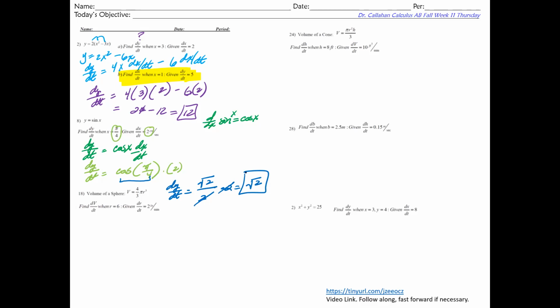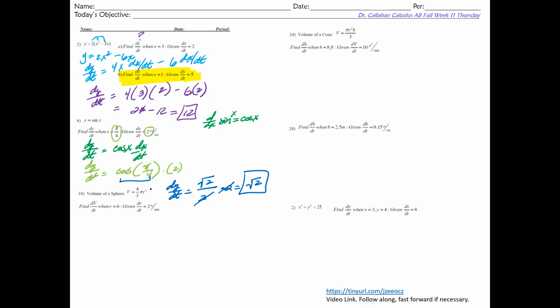Okay, so let's go ahead and jump on in with number 18 and 24, where it is asking you to find the volume of a sphere and the volume of a cone. So let's take a look at the first one. All right, so looking at this, dV over dt. Well, the volume of a sphere is volume equals 4/3 pi r cubed.